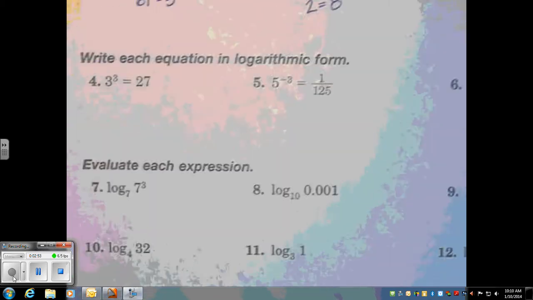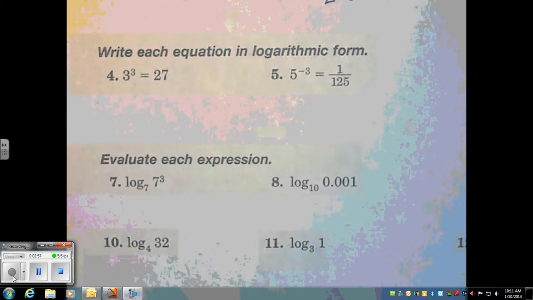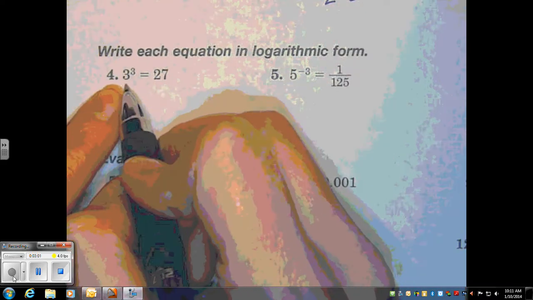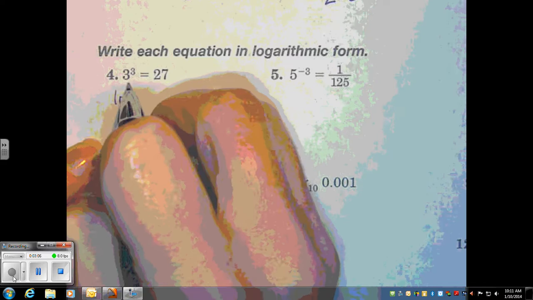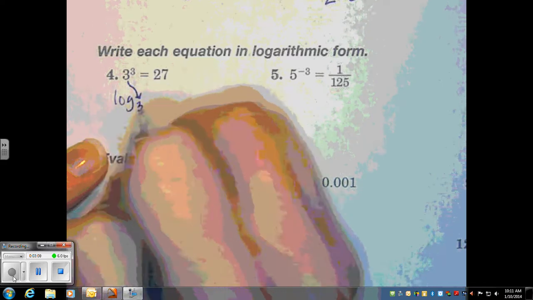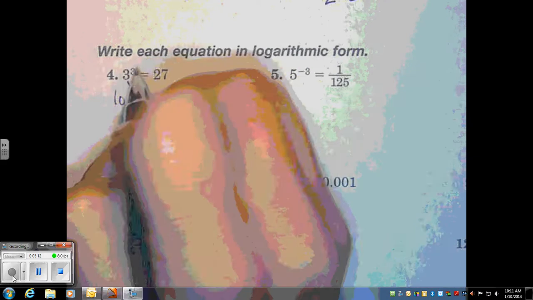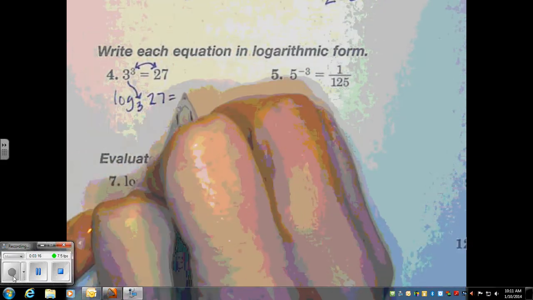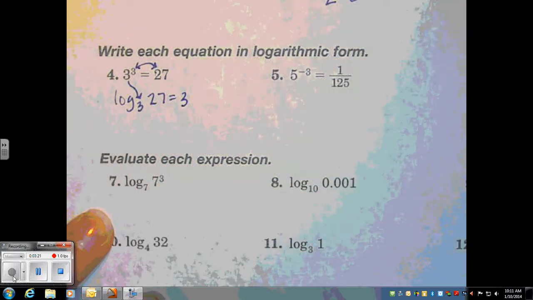All right, let's look at 4, 5, and 6. They're giving us the exponential form. We have to give it back in the logarithm. Now remember I said that the base of the exponent is the base of the log. So log base 3, that's where that comes from. I'm going to draw an arrow because these are my notes. I want to make sure I remember. And then the other 2 guys just swap places. And that's it. So the base of the exponent becomes the base of the log.